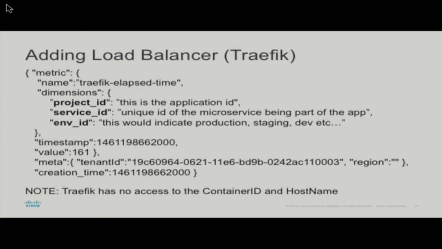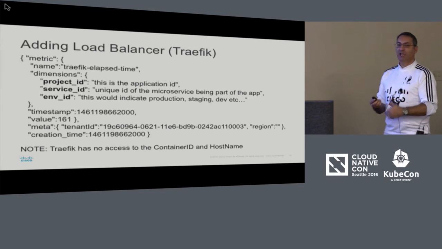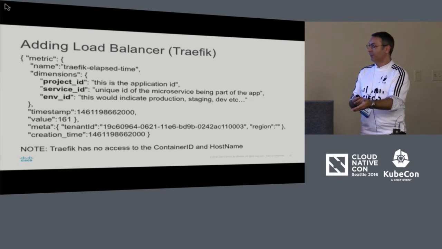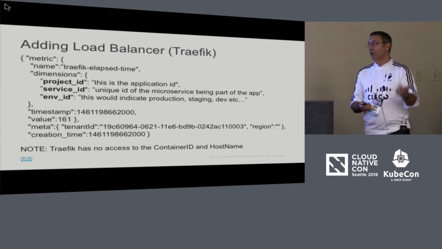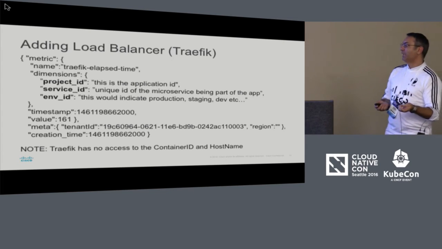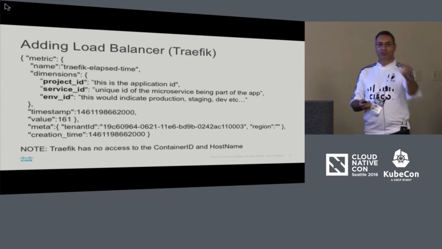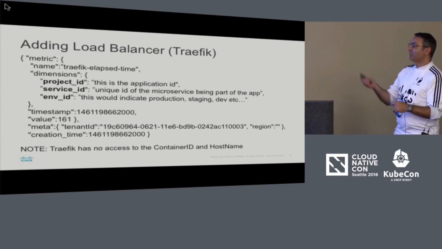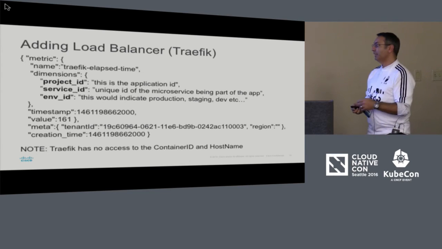So what we did, we extended Traefik, which is the load balancer we use in our solution. And again, we added to Traefik the ability to generate the same metrics, but this time on the Kafka bus itself. On Traefik, we can get the project ID from the messaging, we can get the service ID, but we can't get the container ID because, of course, with load balancing we don't know from which container the traffic is routed. But that didn't stop us from making the major connection between the services so we can correlate the data.